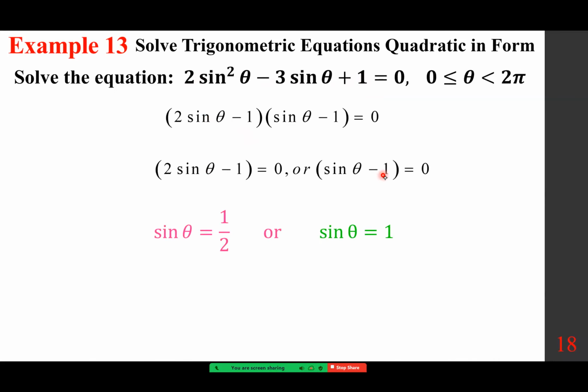Both of them we have already solved. This obviously has one simple answer, pi over 2. This one has the answer pi over 6. In the first quadrant, remember sine is positive in the second quadrant, so pi minus pi over 6, also 5 pi over 6. And as I mentioned here, in this case is pi over 2.